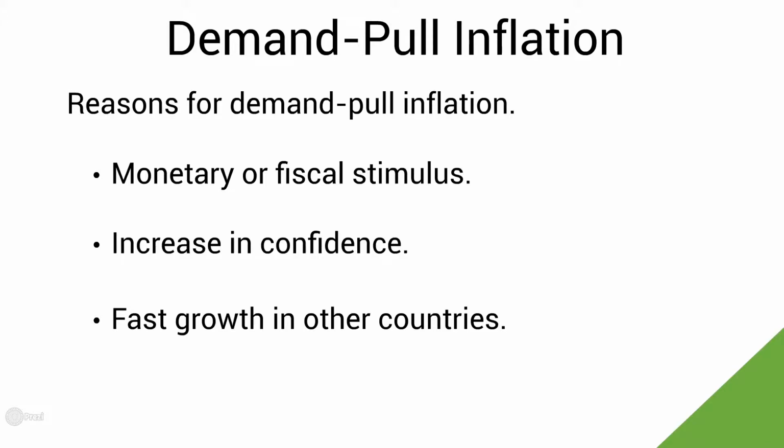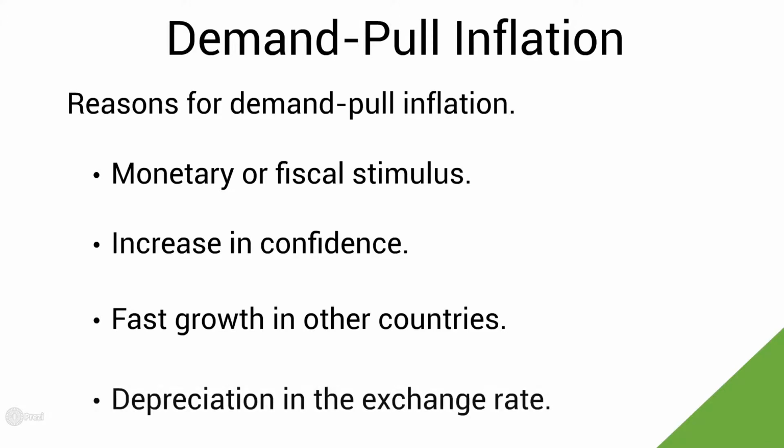Another reason for demand pull inflation could be a depreciation in the exchange rate. If a country's exchange rate falls, it makes its goods and services relatively cheap compared to other countries. As your goods and services are now relatively cheaper, it causes exports to increase. Furthermore, a depreciation in your currency makes other countries' goods and services relatively more expensive. Domestic consumers and firms would then switch from consuming foreign goods and services to consuming domestic goods and services.